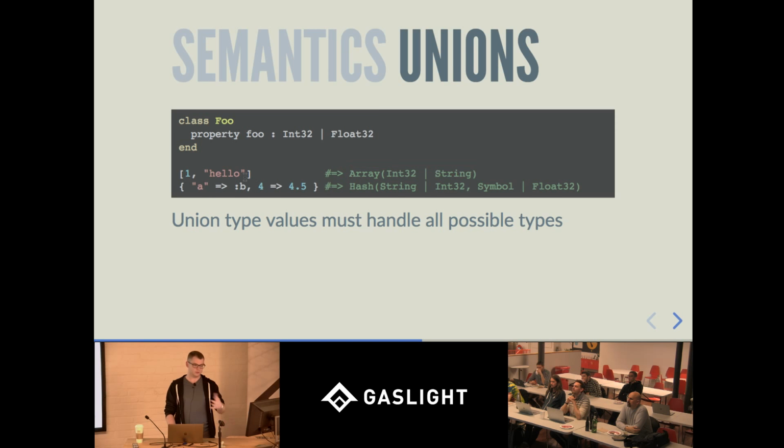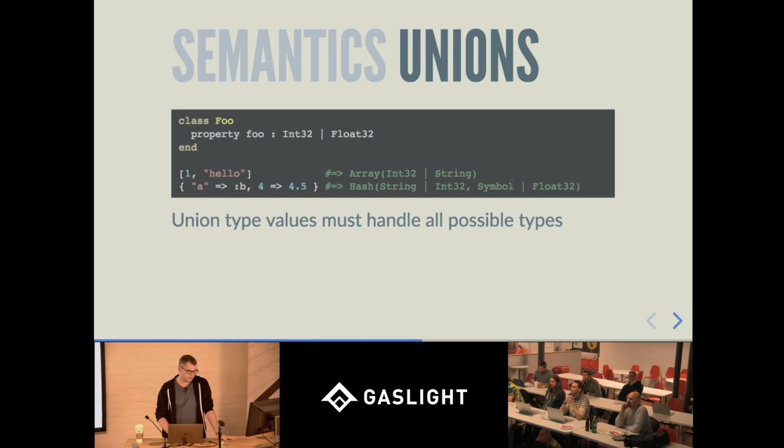So if I added like a Boolean in here, then this would suddenly become an array of int, string, or bool. For hashes, you have separate types for the keys and the values. So this is a hash with a string key and an integer key. So the key type, which is this first argument, is string or integer. And it has values of a symbol and a float. So that's what the value types are. So they're distinct things, which is a little bit helpful later on.